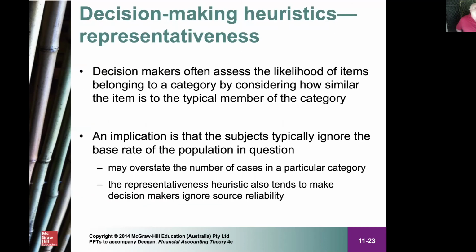Decision makers often assess the likelihood of items belonging to a category by considering how similar the item is to a typical member of that category. An implication is that subjects typically ignore the base rate of the population in question. So judgments are often made when coming to the conclusion that something belongs to a particular category, and so we put it in that category.